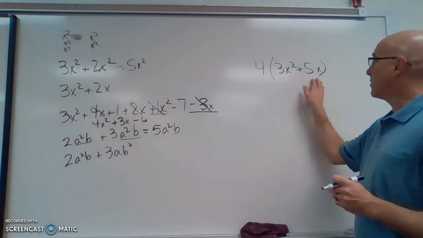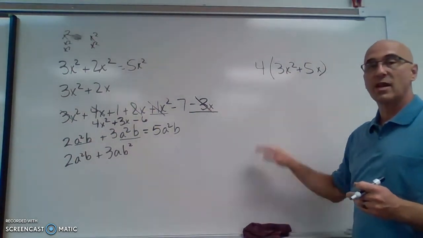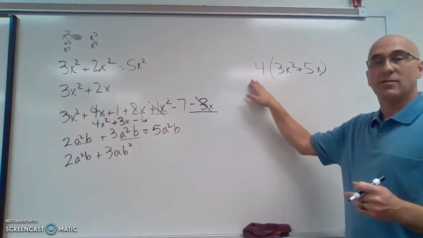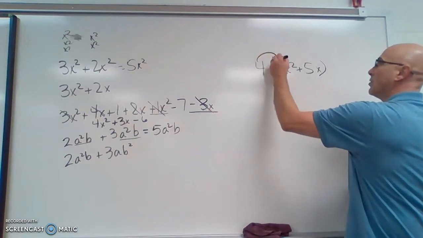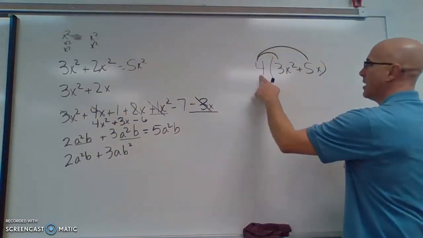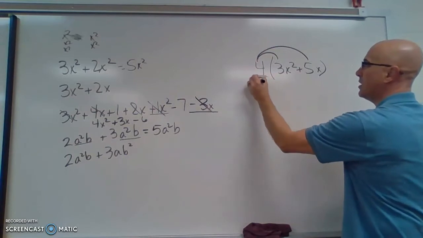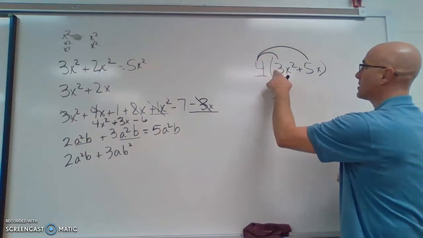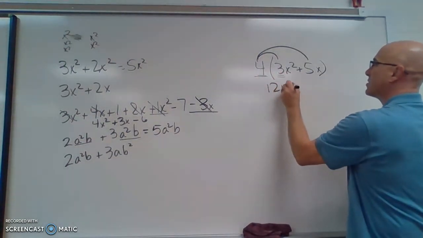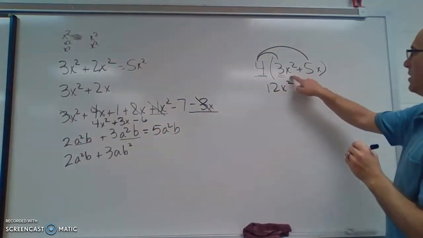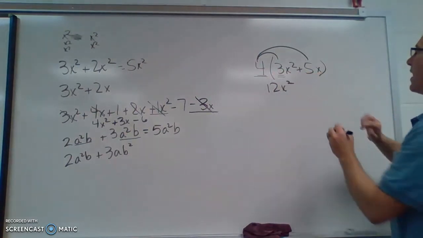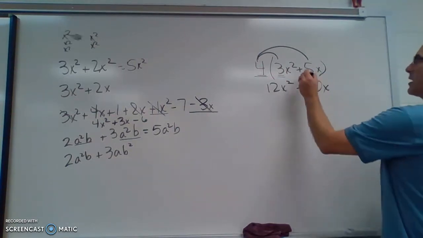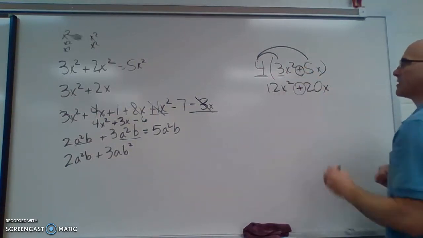Finally, we can simplify polynomials if we can distribute something in. So in this case, we have in parentheses 3x squared plus 5x. And we have a coefficient of 4, or something outside that's being multiplied in. So we're going to multiply in each term. And we are just going to deal with the number portion of it. So 4 times 3, that's 12x squared. Then we have 4 times 5x, that's 20x.